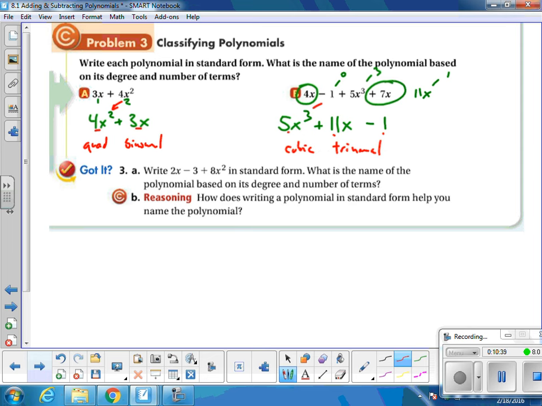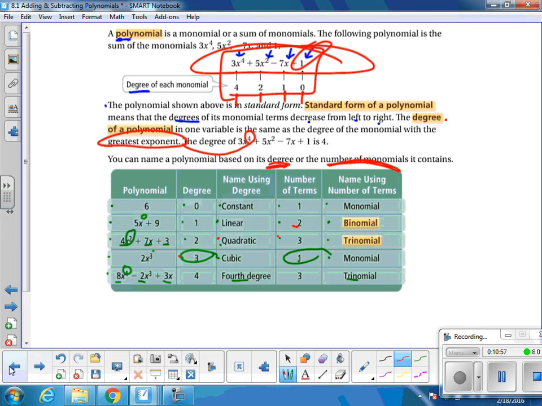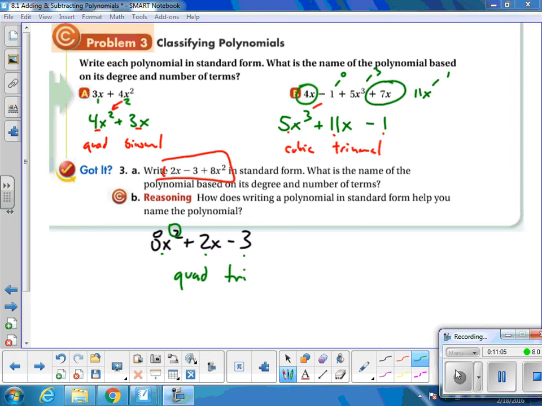All right, why don't you try this one? Here's your equation, and let's go ahead and put it in standard form and figure out its name. That's classification. You go ahead and write it down. I'll go back to the last page so you can look at it, and then you can press pause. All right, we're looking at a quadratic trinomial. Quadratic because of the second degree, trinomial because there are 3 terms.